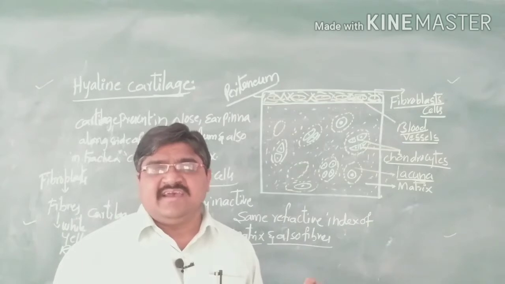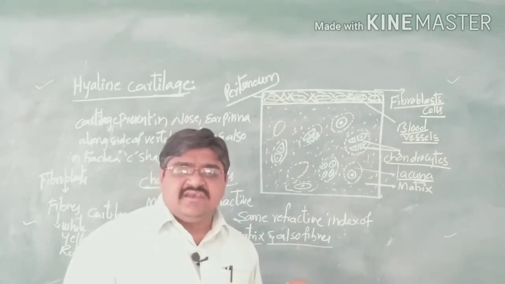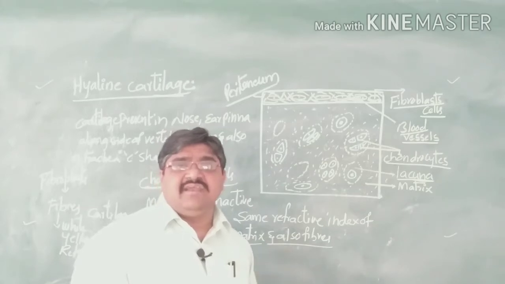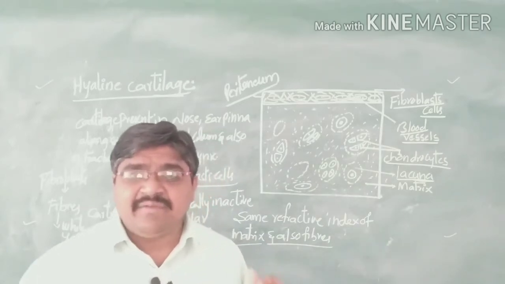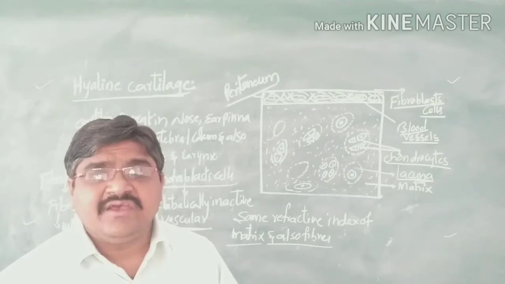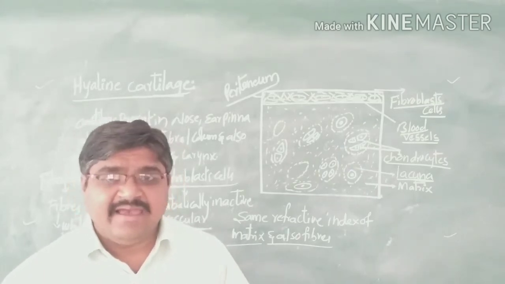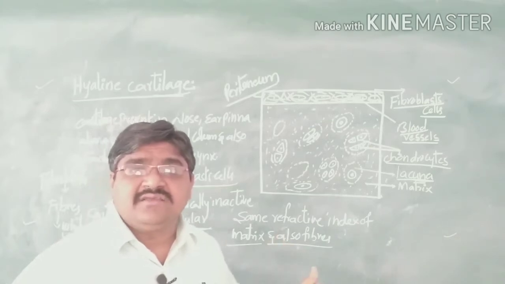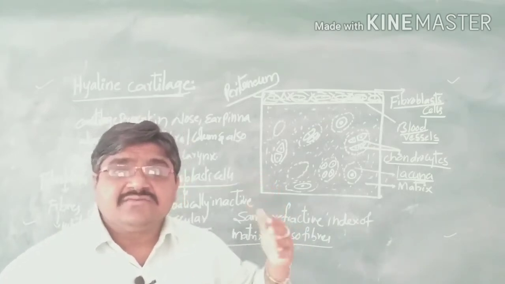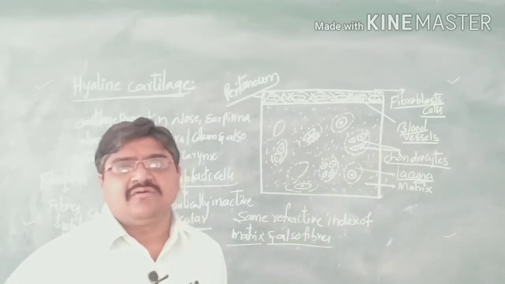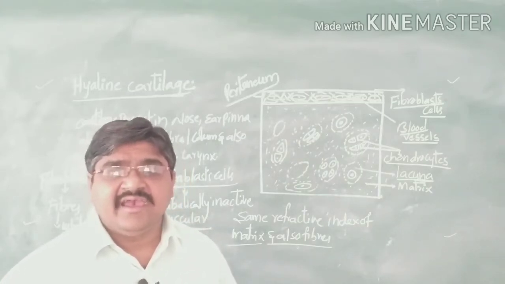So these chondrocytes are present inside the cartilage, which is an avascular tissue. That means the blood supply does not reach it directly, due to the absence of direct blood supply. So we can call them avascular tissues. This is what we call hyaline cartilage.